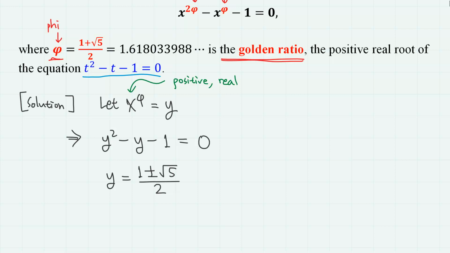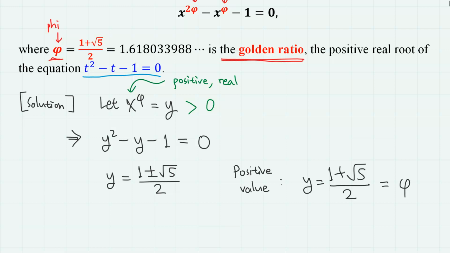Here, it is given that x is a positive real number, so that y, which is x to the power of phi, must be positive. So we only choose the positive value, which is the golden ratio phi itself. This is quite obvious since the quadratic equation of y is exactly the same quadratic equation which gives the golden ratio.